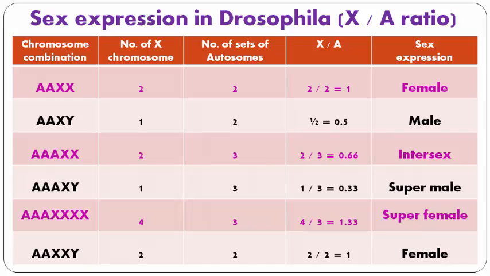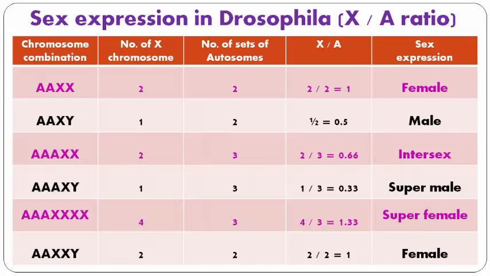So in chromosome combination 1 is AAXX. So number of X chromosomes are 2, number of autosomes 2, X to A proportion 2 to 2, that is 1, and it expresses female characters.